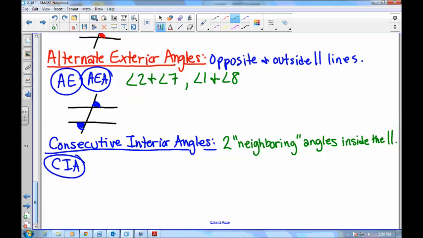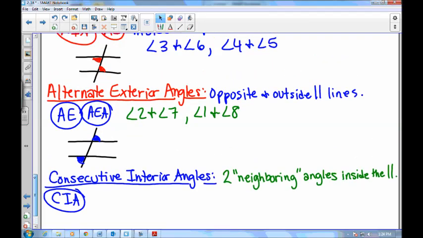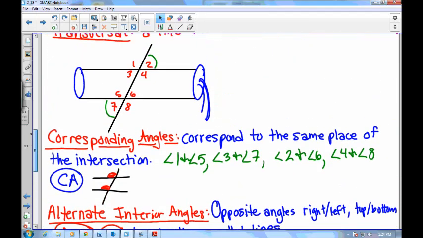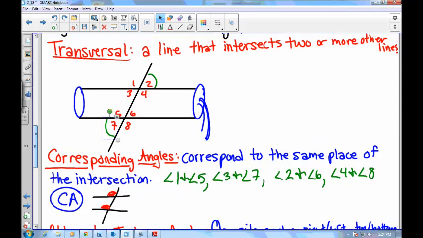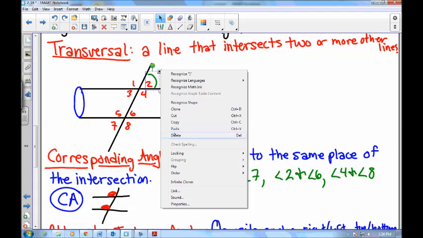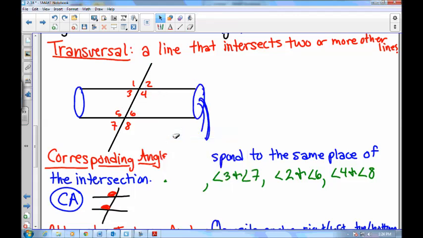Two neighboring angles inside the parallel lines. So if we come up to the picture, I'm going to erase this really quick. All right. Let's start with angle 3. Put up in the air, please, a consecutive interior angle with angle 3. It has to be a neighbor of angle 3. It also has to be inside.